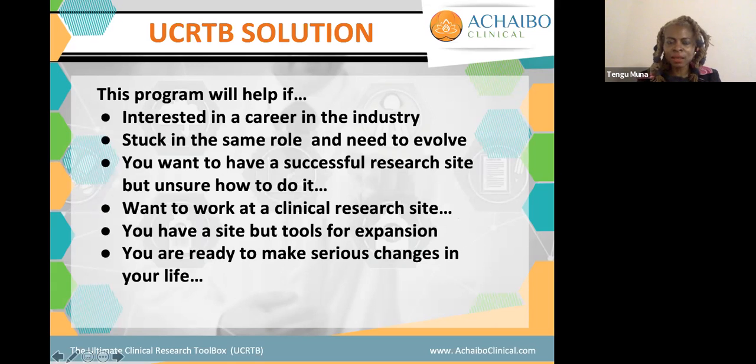So why is this clinical research toolbox solution effective? Again, if you're interested in a career in the industry, we help you with that. You're stuck in the same role and you need to evolve, we help you with that. You want to set up a successful clinical research site and you don't know how to do it, we show you how to do that. You want to work at a clinical research site, this is for you. And then you have a clinical research site, but you're kind of stuck. You have come to the point where you've been getting all these trials, the industry has changed, and you're like, how do I acquire more trials? So we show you how to do that.